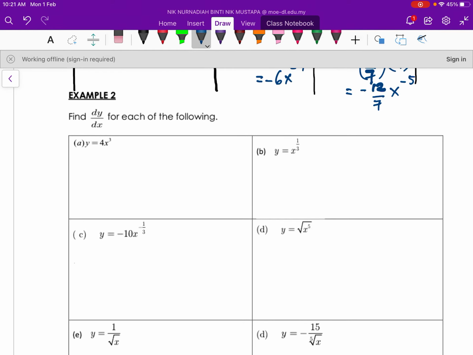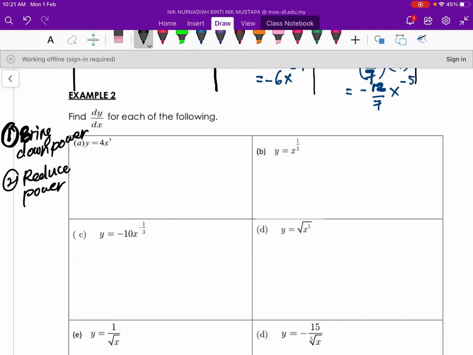So now we go to example 2. Remember the step. Bring down power, reduce power.